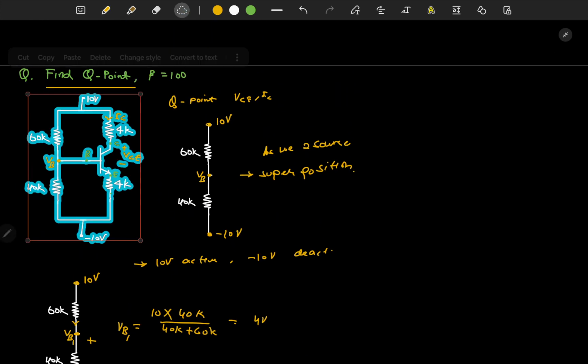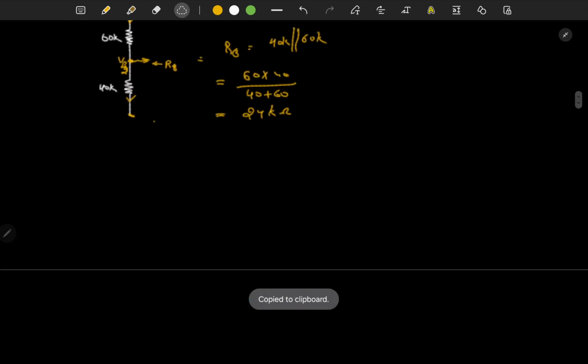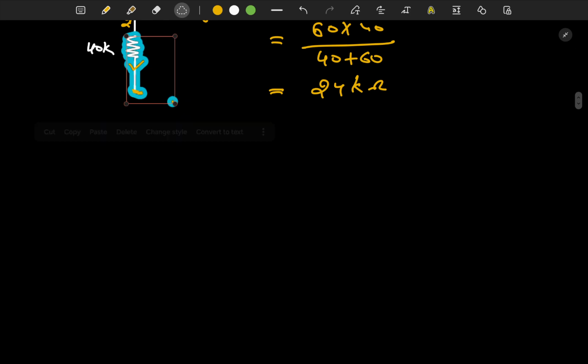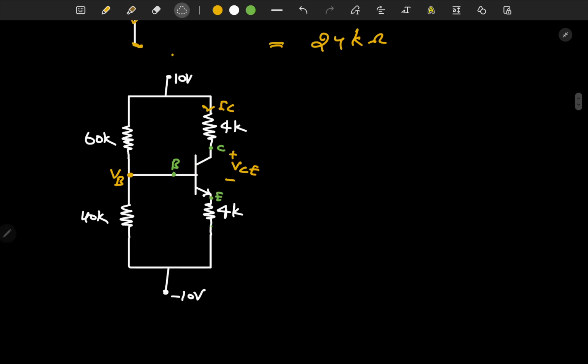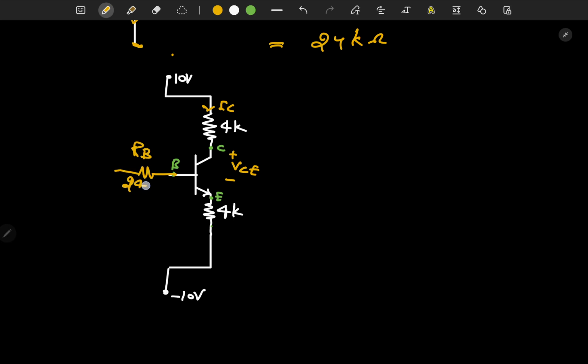Now we can redraw the circuit again using this circuit. As we have calculated, we can remove these branches and replace them with RB of 24 kilo ohm and a battery of minus 2 volts.